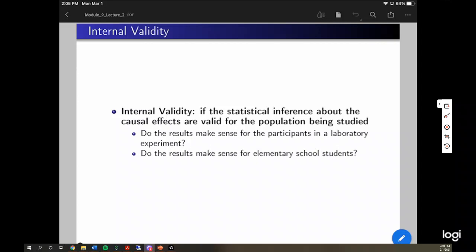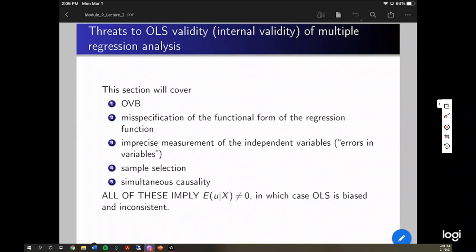So let's remind ourselves, what is internal validity? If the statistical inference about the causal effects is valid for the population being studied, then we have an internally valid study. In other words, do the results make sense for the participants in a laboratory experiment, if we want to run a laboratory experiment? Do the results make sense for elementary school students if we're doing our student-teacher ratio and test score example? Are the results valid at all?